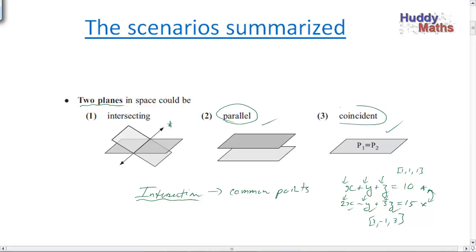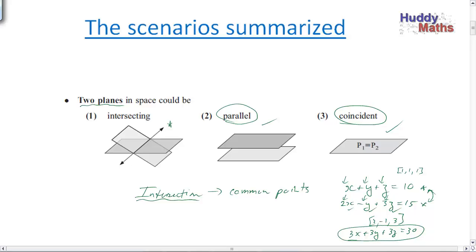So should coincident, because coincident means when you, if you like, simplify or divide both sides by a number, you'll get the same equation. Something like 2x + y + z would become 3x + 3y + 3z = 30. That would actually be the same plane, wouldn't it? Multiplying both sides by a constant there. So these scenarios aren't too bad in the case of two planes.